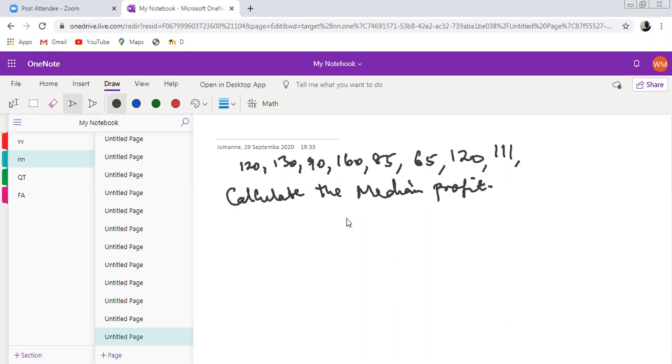So the smallest is what? Can you give me the smallest to the highest?